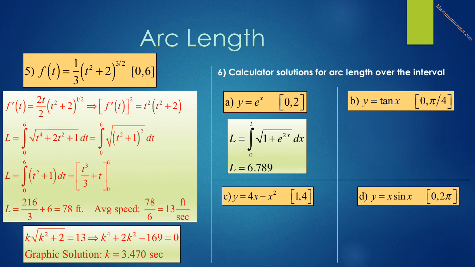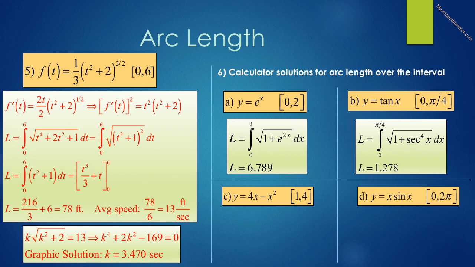In 6a, we are given y equals e to the x over the interval 0 to 2. The derivative of e to the x is simply e to the x, so our integral is taken from 0 to 2 of the square root of 1 plus e to the 2x dx, and our arc length is 6.789. In b, we're given y equals tangent of x over the interval 0 to pi over 4. The derivative of tangent of x is secant squared of x. So our arc length is the integral from 0 to pi over 4 of the square root of 1 plus secant to the fourth x dx, and we get an answer of 1.278.